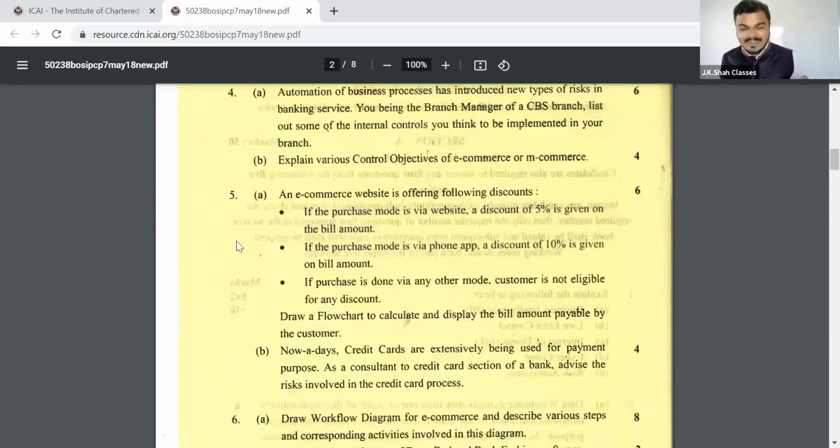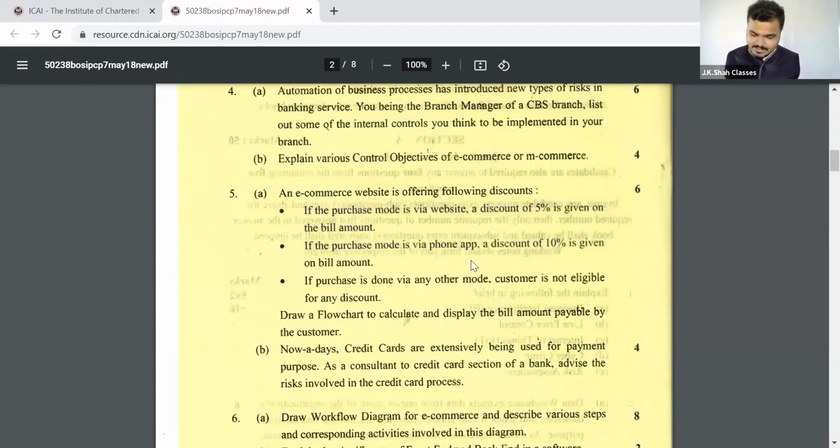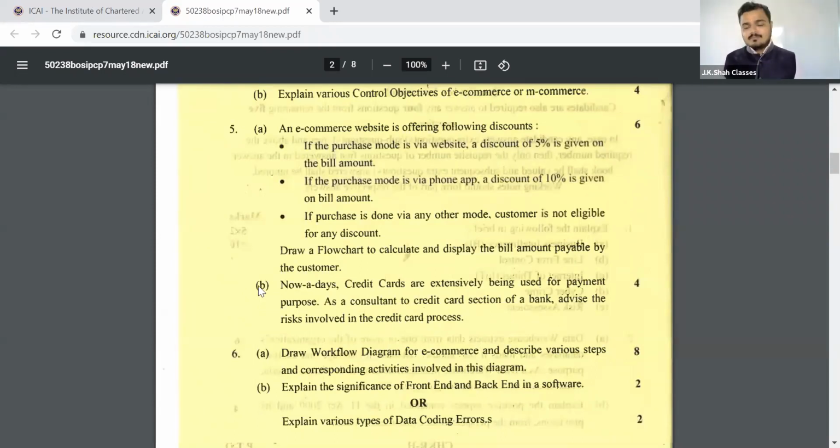Then question number 5A. That is from chapter number 1, regarding flowcharts, which we are going to study today only. Yes, sir. 5B. Nowadays, credit cards are extensively used by chartered accountants for making payments. As a consultant to the credit card section of a bank, advise on the risks involved in the credit card process.